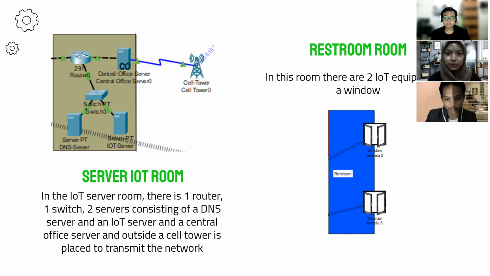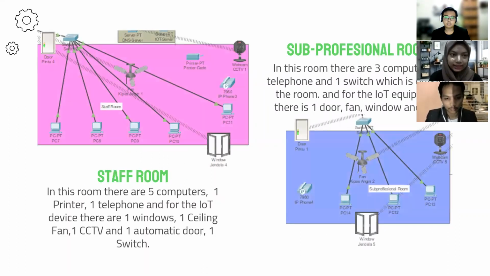And we have a simple restroom. In this room, there are two IoT equipment, which are two windows. Okay, next.